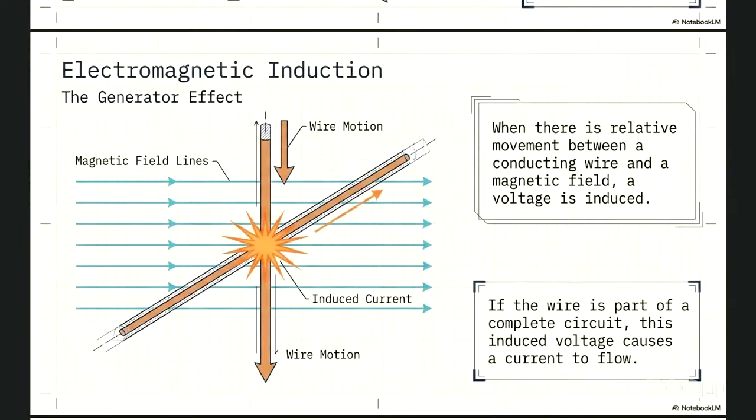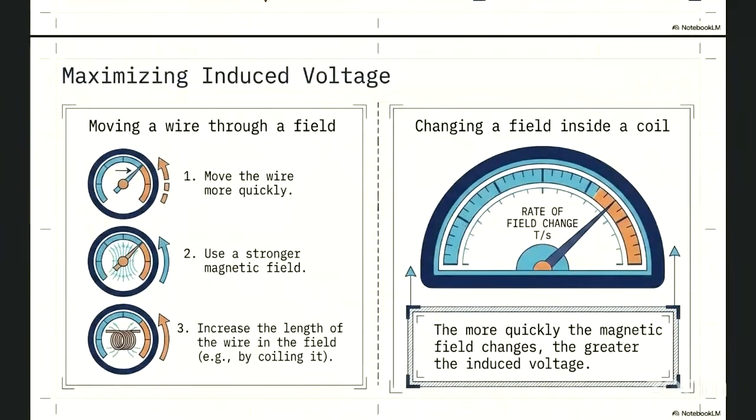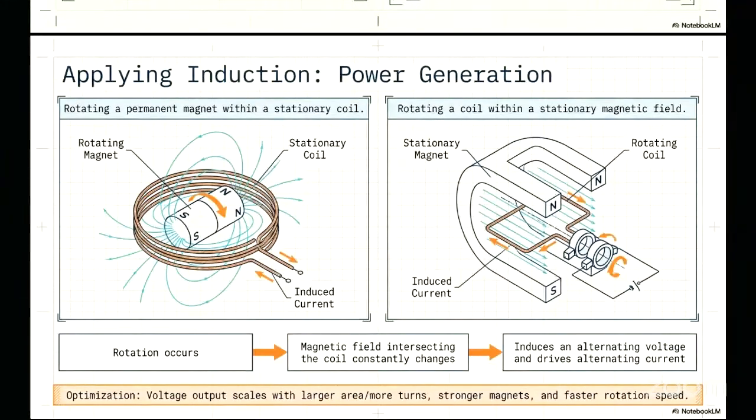Under an external influence, to maximize the induced voltage, we can move the wire more quickly, use a stronger magnetic field, and increase the length of the wire by having a coil. Then we can generate more induced voltage. We discussed these things in the last sections. Now, applying induction to power or voltage generation, we can use two different methods.